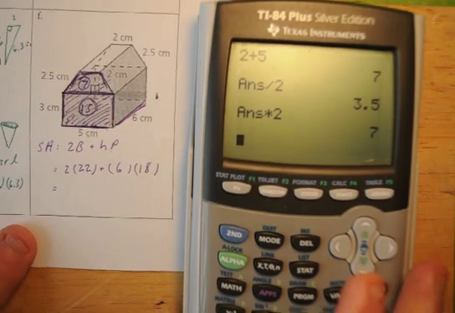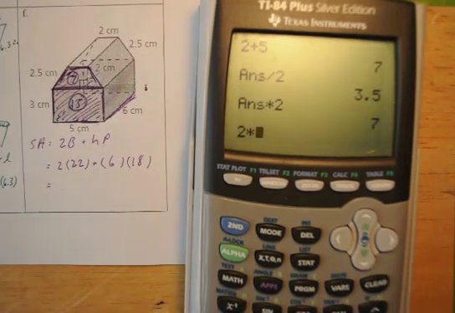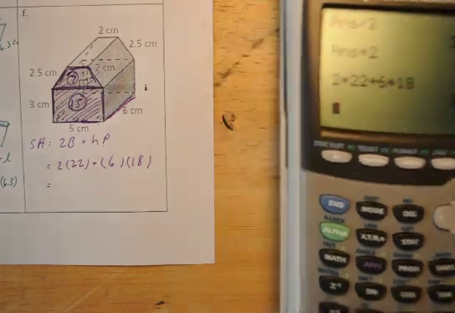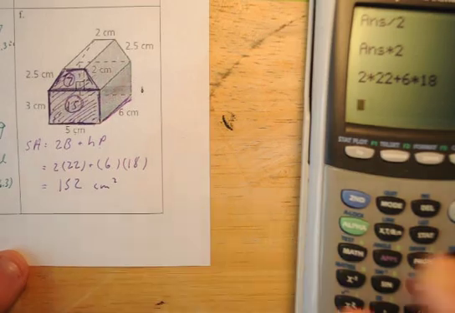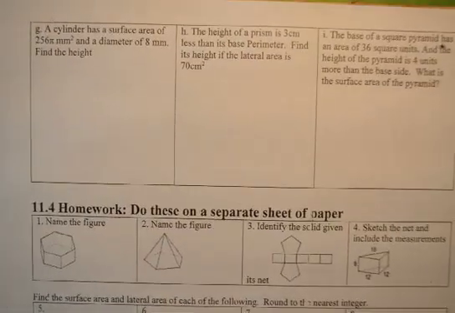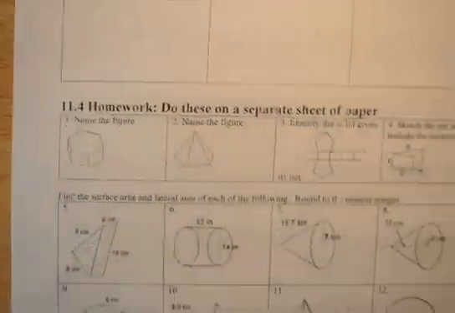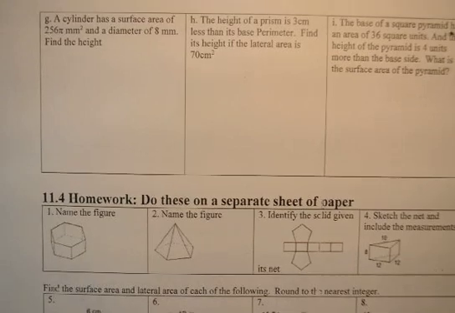Now we just add all that together. 152 centimeters squared. Alright, we've got just a couple more examples to do. And then your homework is here.